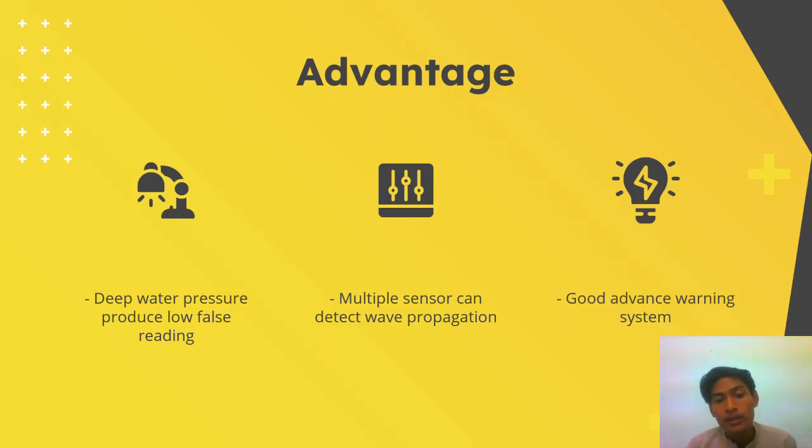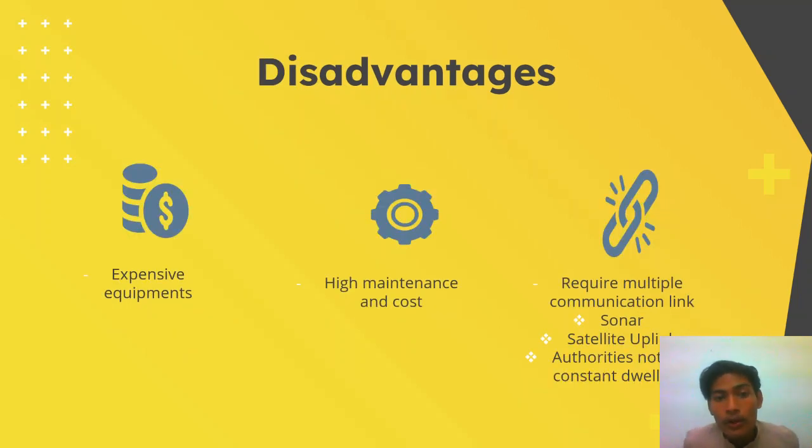Next are the advantages of the system. The deep water pressure sensor basically produces low force readings because it detects as small as 3 cm. Then the next advantage is that multiple sensors can detect wave propagation, and it gives a good advanced warning system. Unfortunately, they also have flaws, which are the disadvantages: the system is expensive. It also has high maintenance and cost. It also requires multiple communication links, sonar, satellite uplink, authorities notification, and constant wireless.